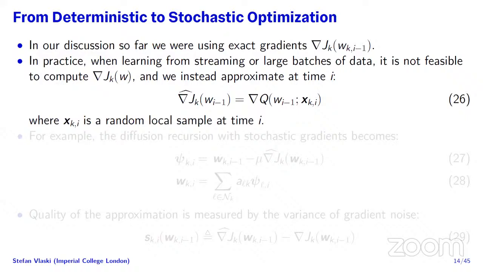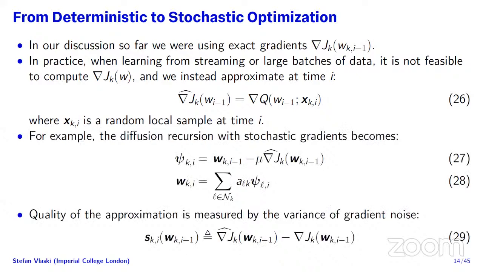When deriving these algorithms, it's useful to work with exact gradients, but in practice we're learning from either a large batch of data or streaming data. In these cases, we don't have access to the exact gradients, just approximations of them. We denote this using the hat notation: the gradient estimate, nabla hat of J_k at w_{i-1}, is constructed using the instantaneous approximation of the loss through Q, and a sample that we picked at time i.